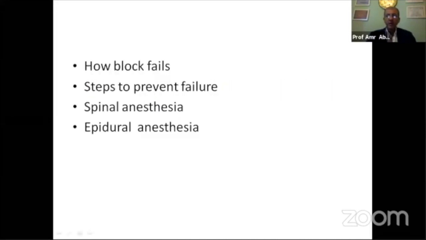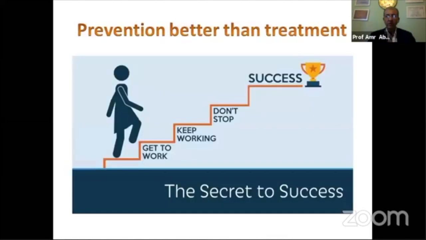So our agenda is, number one, how the block fails. Number two, steps to prevent failure, and then we'll talk about spinal anesthesia. Lastly will be epidural anesthesia and how to prevent the failure of the blocks. Prevention is better than treatment. We all know this. And the secret of success for everybody in the whole community, not only the doctors, is to get to work, keep working, don't stop, and this will take you to the step of success.